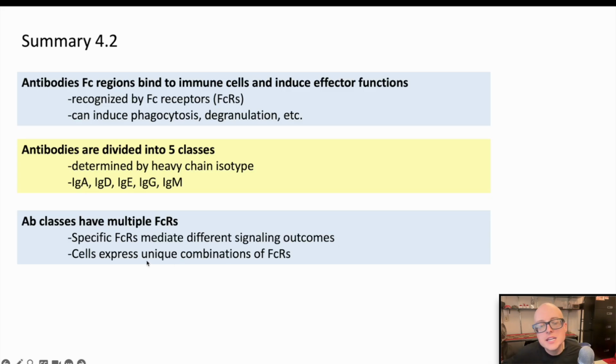And a point that I did not make is that different cells express different combinations of Fc gamma receptors. So as we saw, things like macrophages are going to express Fc gamma receptors, which induce phagocytosis, whereas a basophil is going to have primarily Fc epsilon receptors to induce degranulation. And again, there are many other examples of unique combinations of FcRs on the surface of various immune cells that correspond to the types of effector mechanisms that those immune cells are important for mediating. Okay, so that covers it for immunoglobulin class.